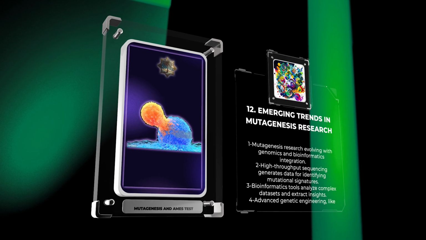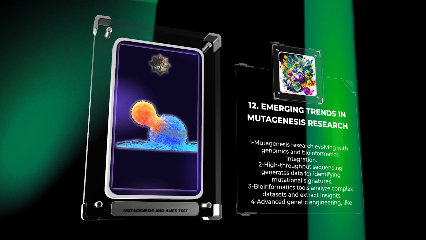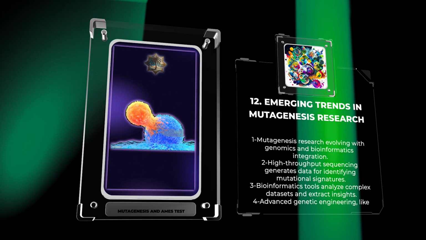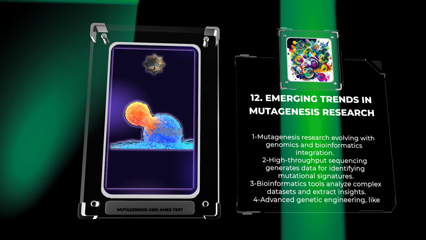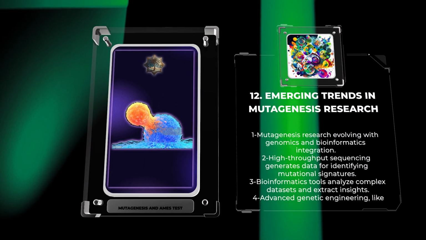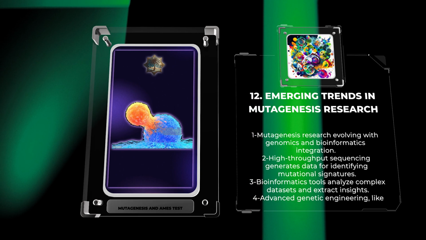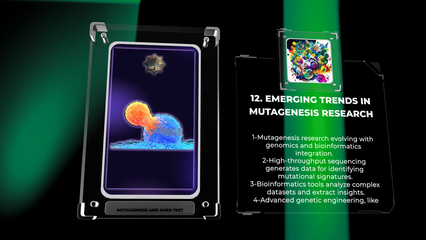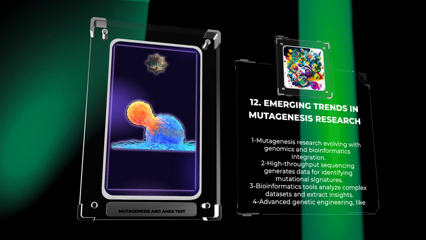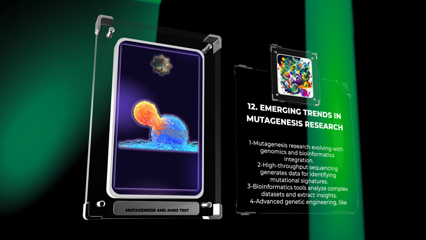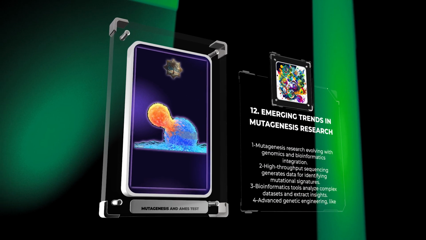Mutagenesis research is evolving with genomics and bioinformatics integration. High-throughput sequencing generates data to identify mutational signatures. Bioinformatics tools analyze complex datasets, extracting insights. Advanced genetic engineering like CRISPR-Cas9 helps study mutations and their functional consequences, guiding prevention and therapeutic strategies for diseases.